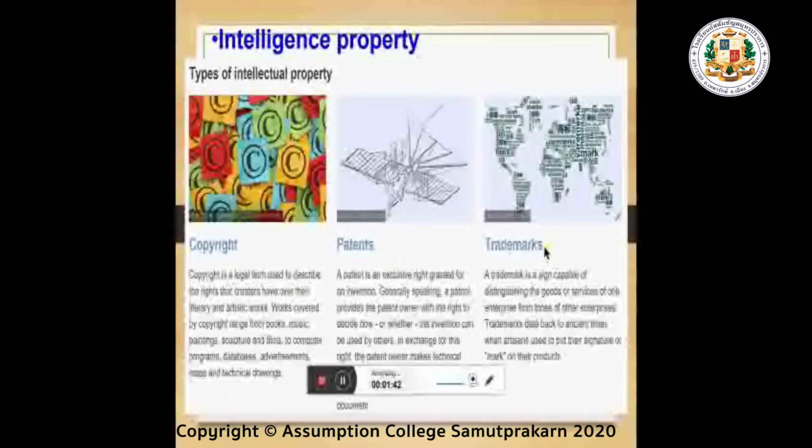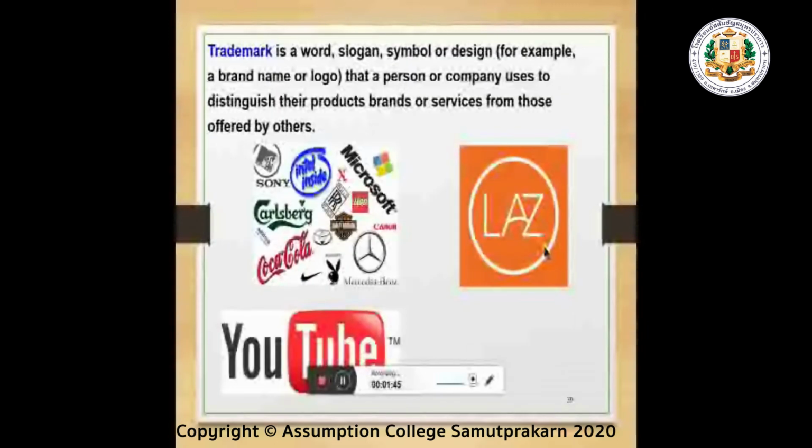A trademark is a word or slogan or symbol that's used as a brand name of a company or a person. This is to distinguish the product and the brand that's offered by the company. For example, when you see this image, you will think of Lazada online. Here are some other popular trademarks that will remind people of the product or the service that is offered.